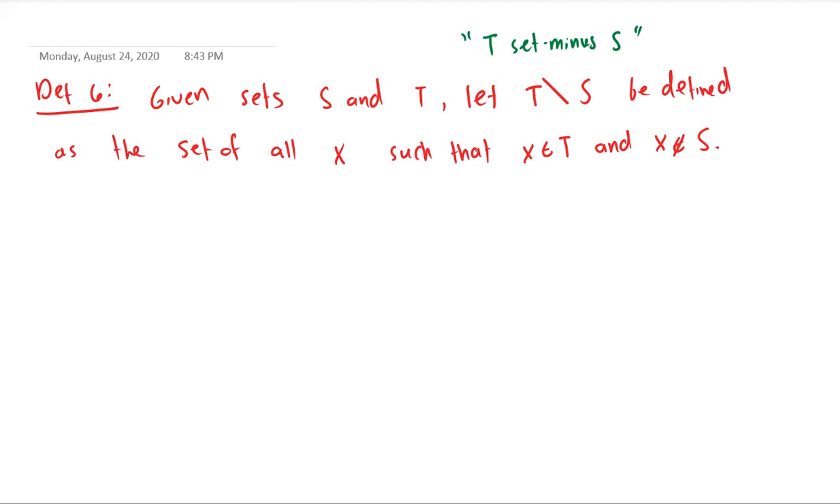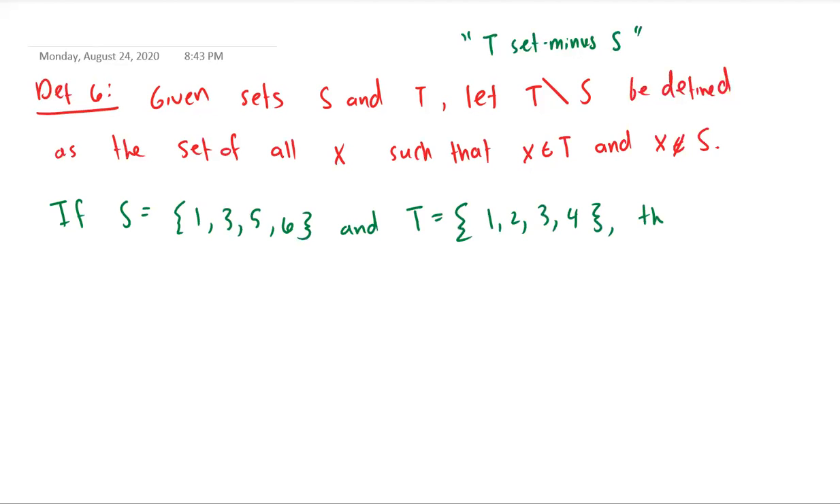So again, let's do one example. That should be enough for us to see how this works. So using the same sets as before, if S is the set containing the elements 1, 3, 5, 6, and T is the set containing the elements 1, 2, 3, 4, then what is T set minus S? Well, look at all of the elements of T. Any element that is also in S, you remove.